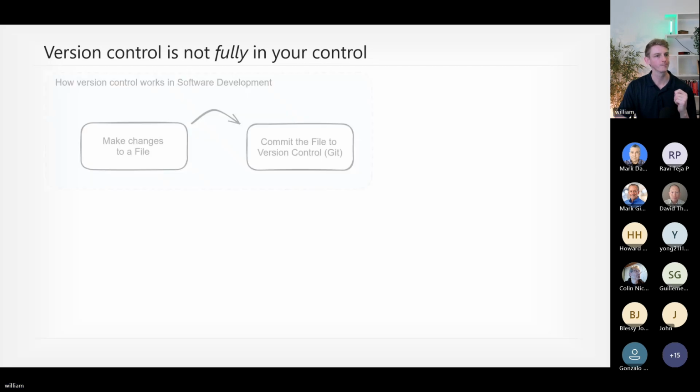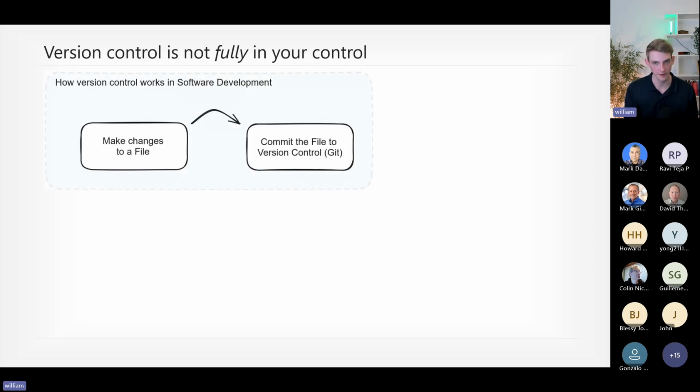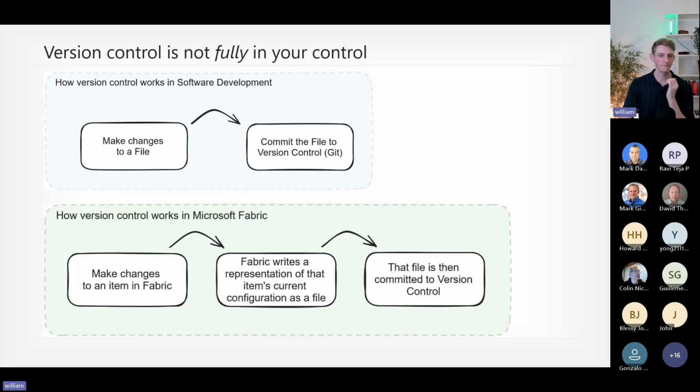So if you've done any sort of software development and you've used Git version control for code, you make changes to a file, like a SQL script, or a Python script, or a JavaScript file, and then you commit that to your Git repository. And then that's what's stored on Git. Easy as that. In Fabric, things work a little bit differently, right?